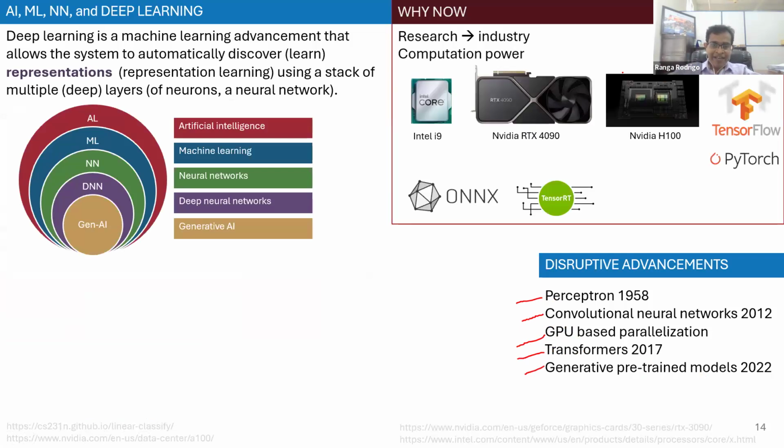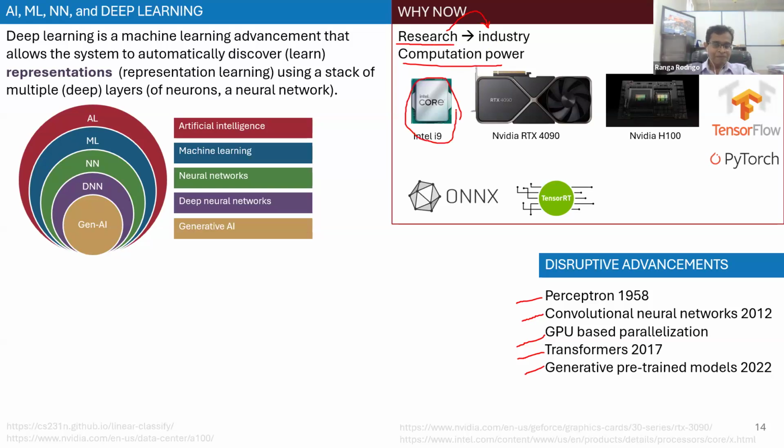Yeah. So why now? Because people understood that the research work that you do at universities or companies translates into the industry, and you can make money out of that. So therefore, it became very popular. Also, the computational power became available. Now you have great processors like Intel processors and so on.